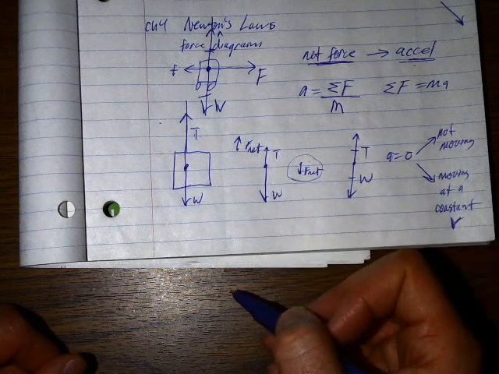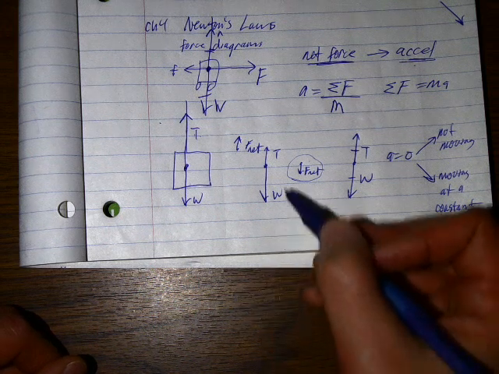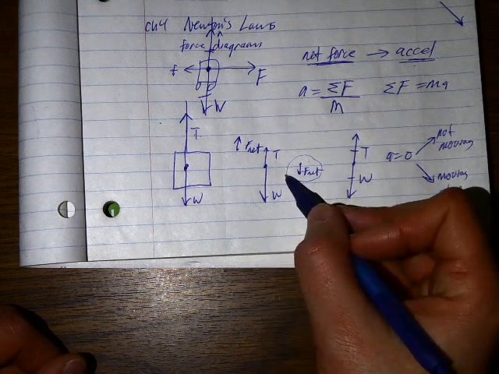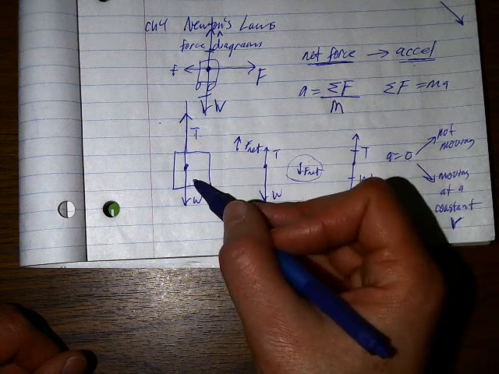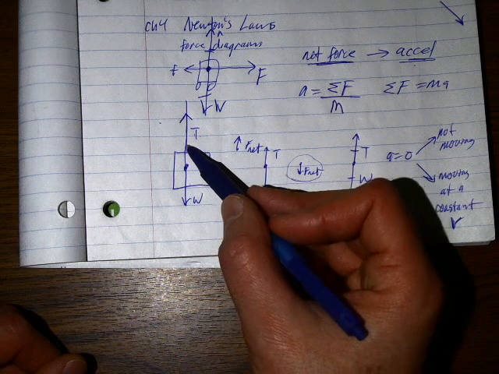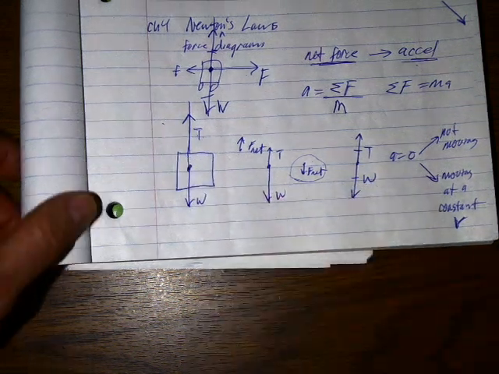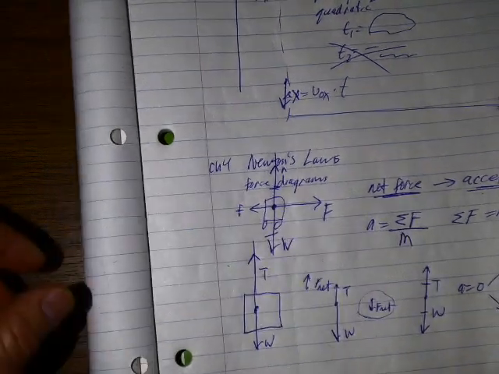If you're moving downward and you're accelerating downward, then the net force is downward. If you're moving downward but you're accelerating upward, meaning you're slowing down and you get to the bottom floor, then the tension up has to be bigger to slow you down. So quite a few situations you could do there.